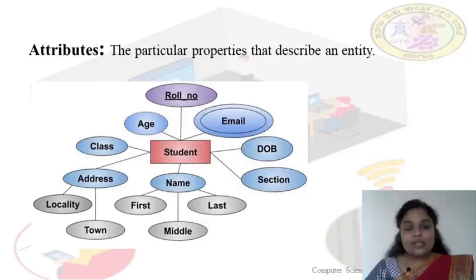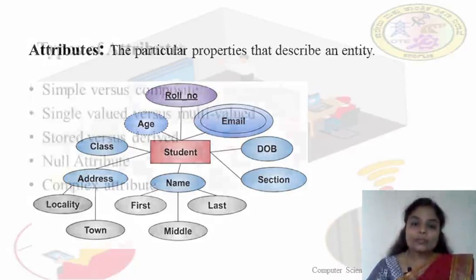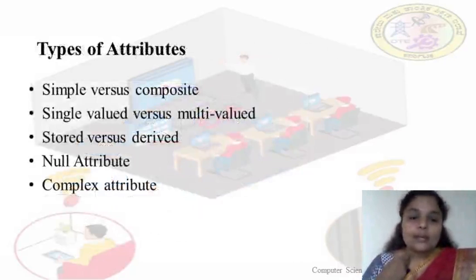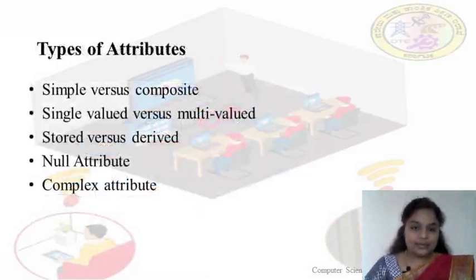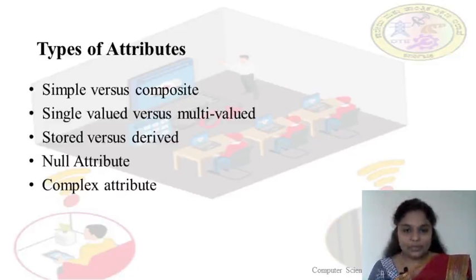because attributes are further classified. See, attributes are a set of properties that is going to describe an entity, but these attributes are further classified. Let us proceed. The types of the attributes are, first is simple versus composite. Next we have single valued versus multi-valued, and stored versus derived, null attribute, and complex attributes.